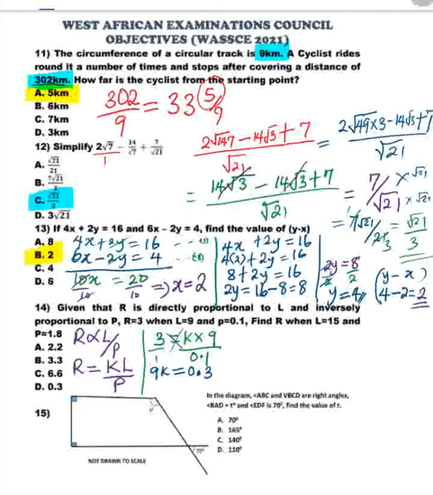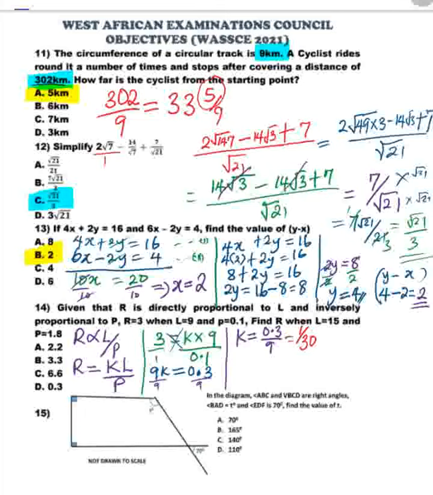All right. To obtain the value of K, we divide both sides by the coefficient of K, which is 9. So we have this over 9, this over 9. And that is going to give us K equal to 0.3 over 9, and this is the same as 1 over 30.